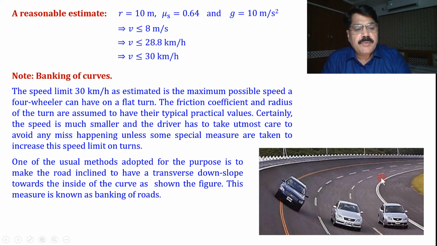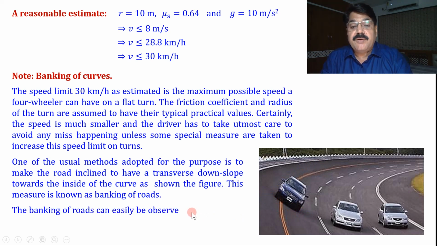If speed is very low, the car is moving like that. For higher speed, the car will move on this lane. For even higher speed, the car will move on this lane, because for higher speed more banking is available. The banking of roads can easily be observed at the turns on the highways and railway tracks.